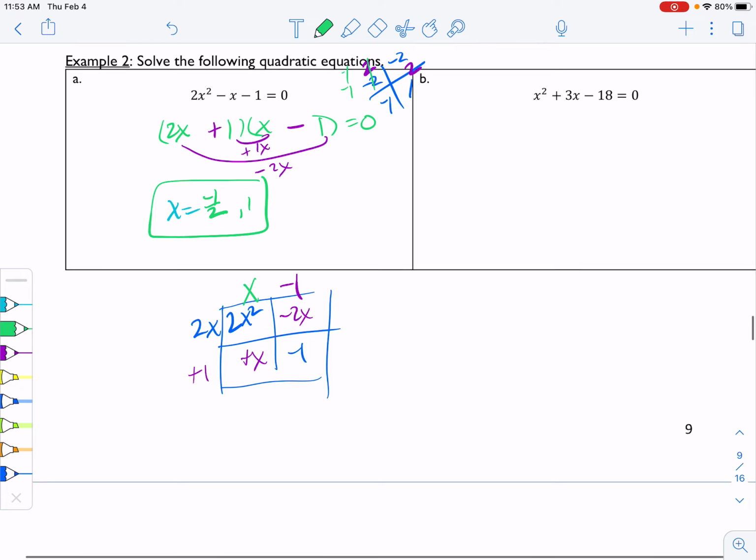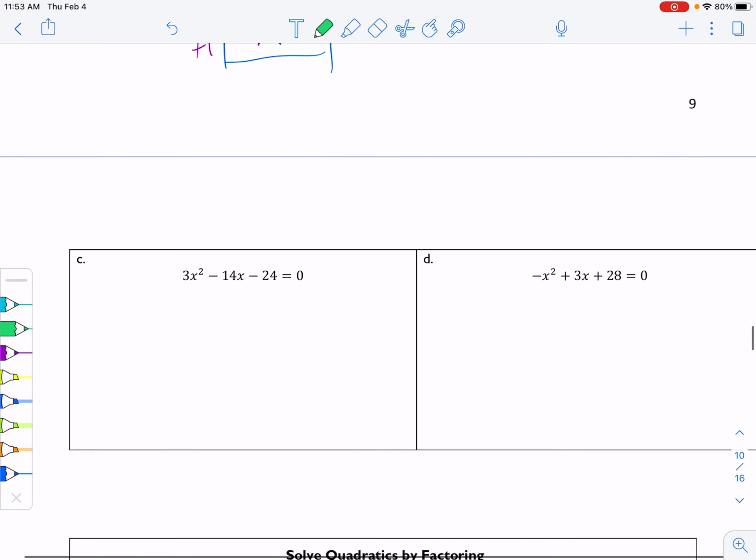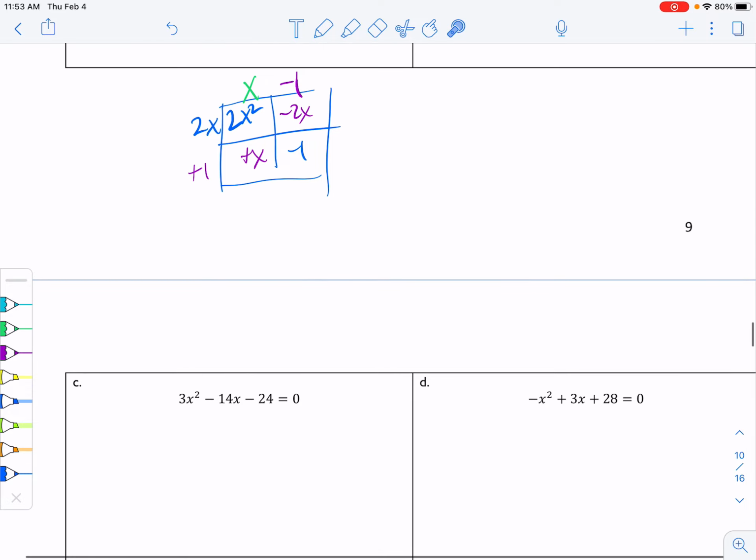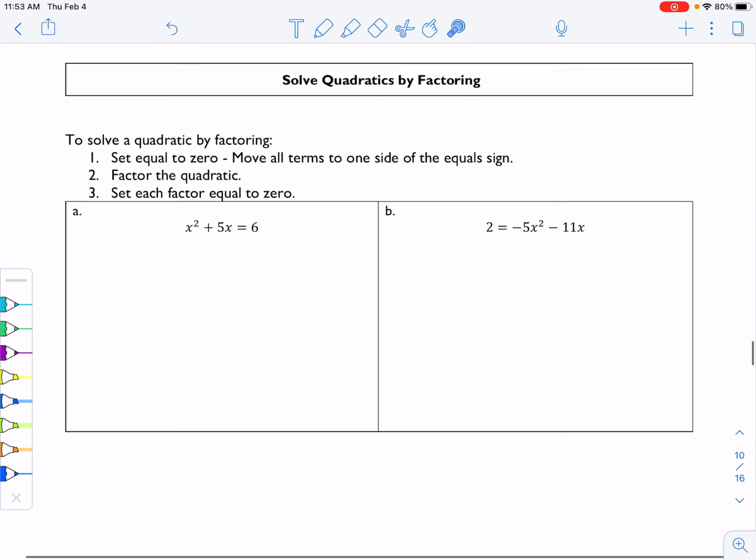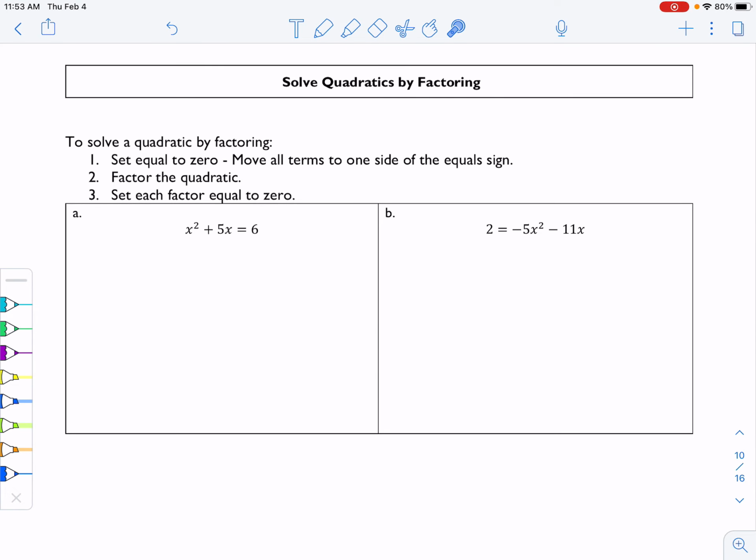Okay. Now we have another scenario. So just to remind you, on this problem here, you would want to take out the common 1. Okay. So if we're looking here, I want to show you some other ones. Now, sometimes it's not set equal to 0. So the first thing that you have to do is you have to set it equal to 0. Okay. So if we look at this one, it's not set equal to 0. So I have to set it equal to 0. So I'm going to subtract the 6 to the other side. So we get x squared plus 5x minus 6 equals nothing.